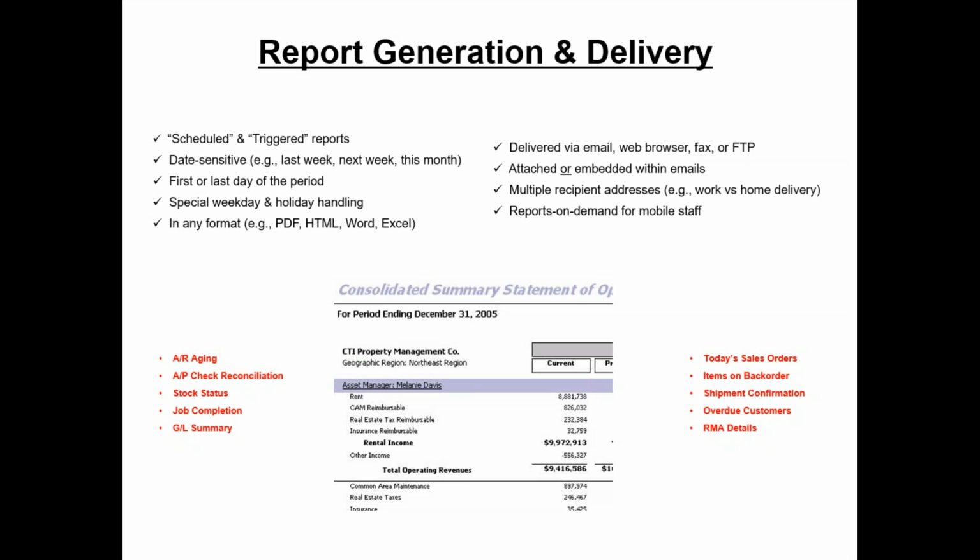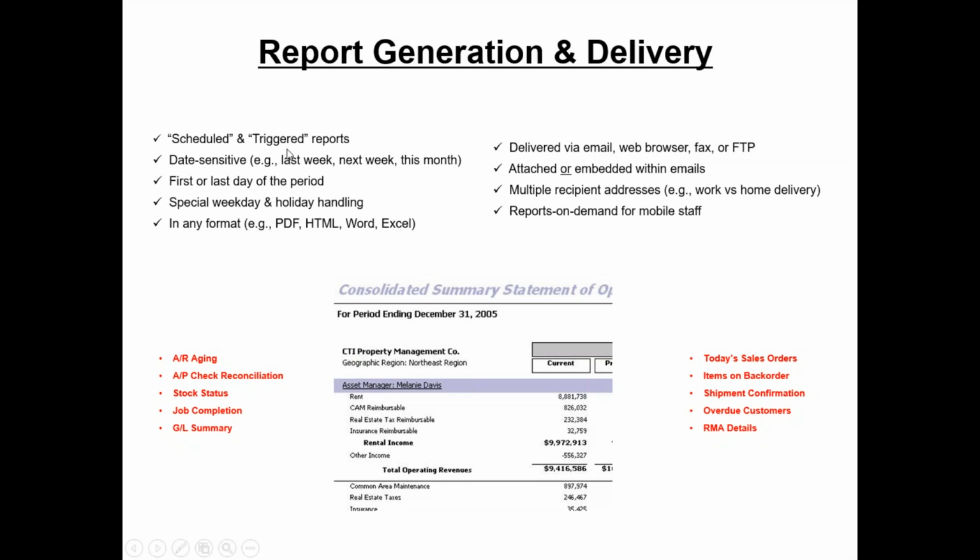But I just want to take a moment here to talk about report generation, because it actually falls into 2 categories. And if you look at the first item on this slide, you'll see a reference to both scheduled and triggered reports. You know what a scheduled report is, an AR aging report that might run once a week or once a month, or a daily stock status report, and alerts and workflow can generate and deliver those.